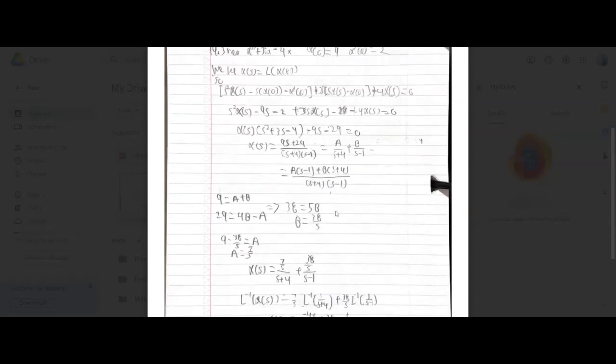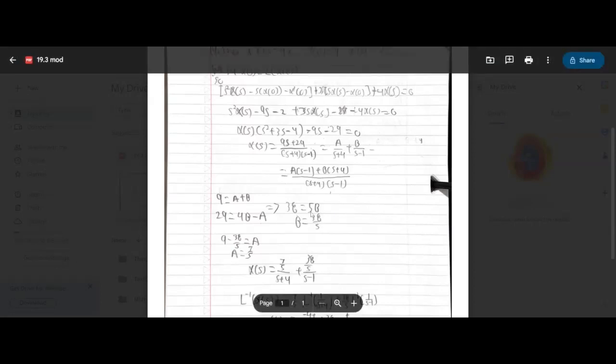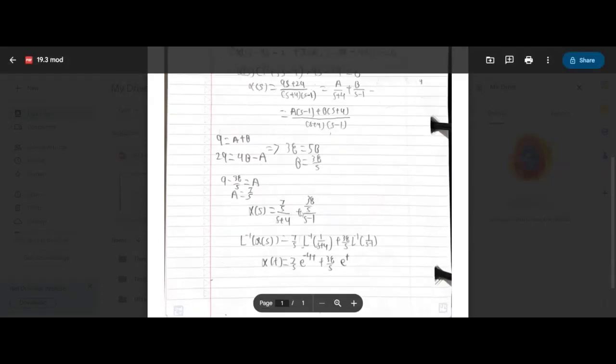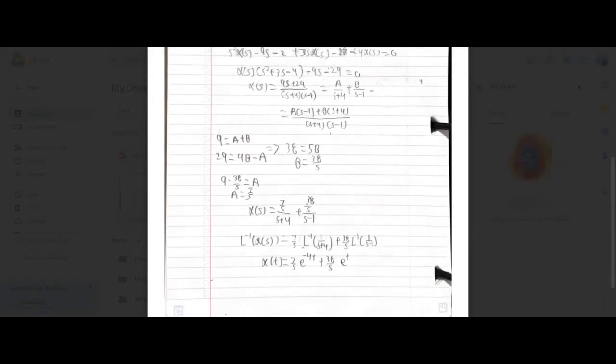So what I got from my modified equation was that my b was equal to 38 over 5, and my a is 7 over 5, as a plus b is equal to 9, and 29 is equal to 4b minus a. So then substituting that in, we get capital X of s is equal to 7/5 over s plus 4 plus 38 over 5 over s minus 1.